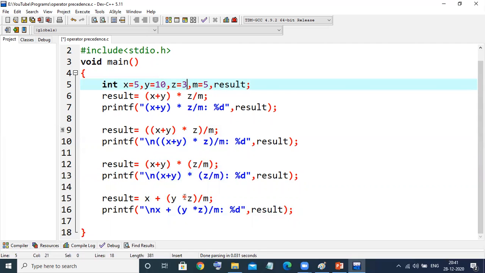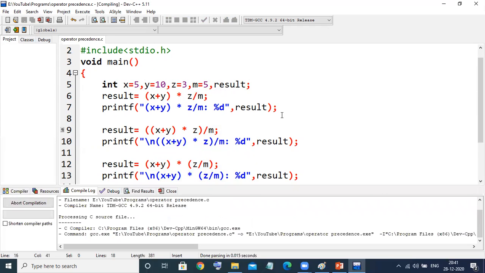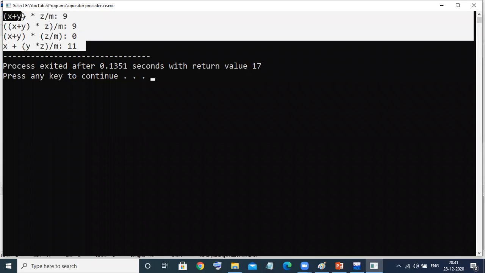That is 30. After that, plus and division. Of course, division has higher priority. 30 divided by m, m is 5, so the answer is 6. Then 6 plus x. What is x? 5. 6 plus 5 is 11. The result would be 11 here. See the result, the result is 11.